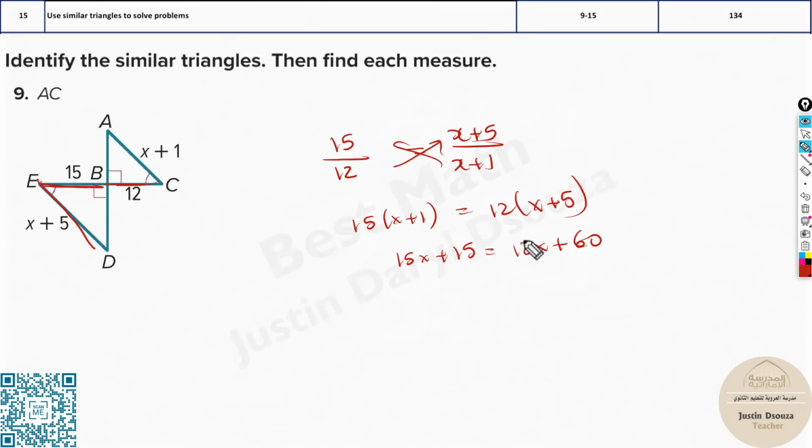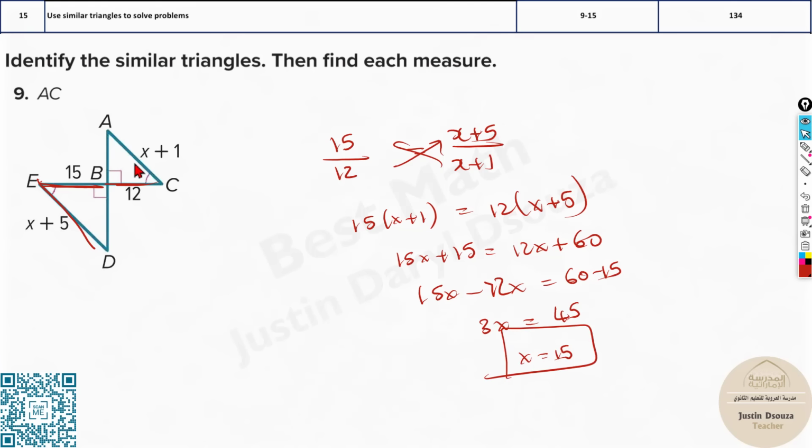You don't need to do all this. I've shown in the previous problems. Directly in the calculator you get the answer. Since 15x, I'll leave it over here. I'll bring the smaller x value to the other side, that's 12x, and this goes to the other side, 60 minus 15. Here you will get 3x, that is equal to 45. The answer of x is 15. So that is the answer.